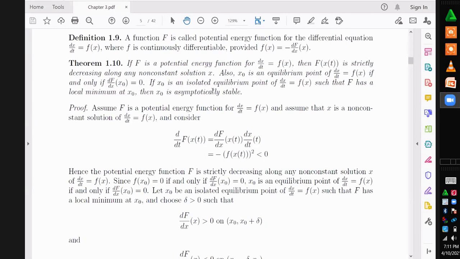If x naught is an isolated equilibrium point of dx by dt is f of x, such that F has a local minimum at x naught, then x naught is asymptotically stable.